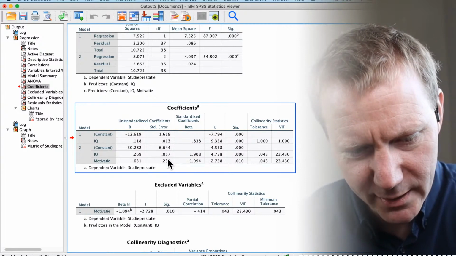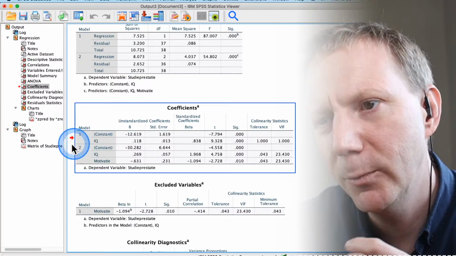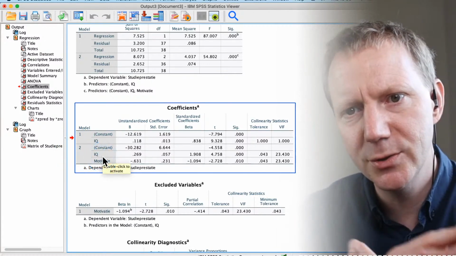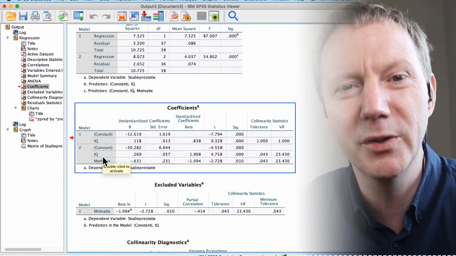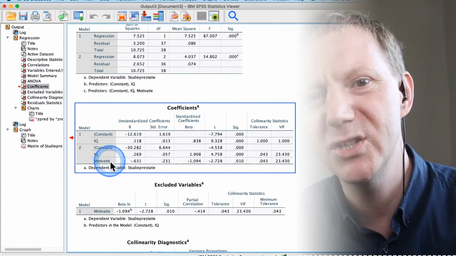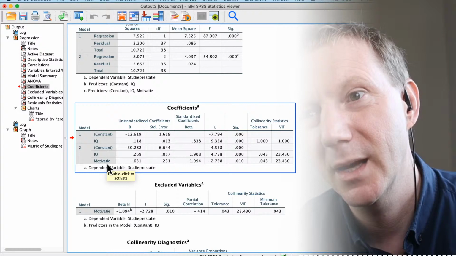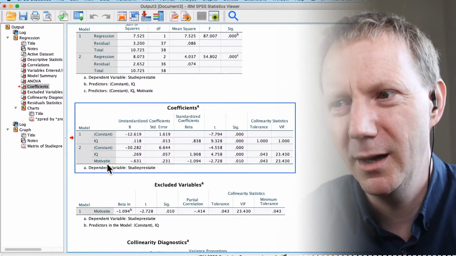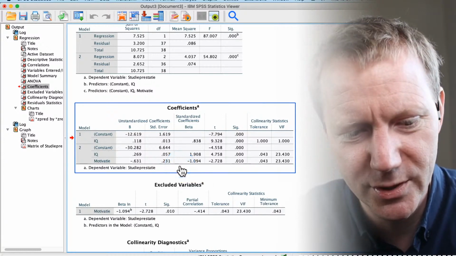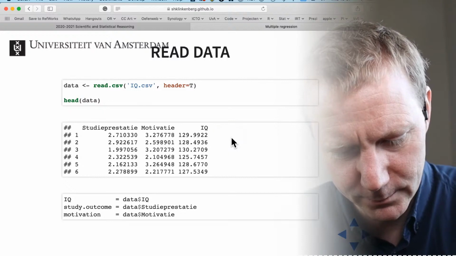I see the question in the chat. We're now looking at the second model just for the sake of this lecture to go into the multiple regression. But we have to keep in mind that we have a violation of assumption. So in reality, if you would do this analysis, you would have to stop because of the violations of assumptions. Okay, back to the slides now.